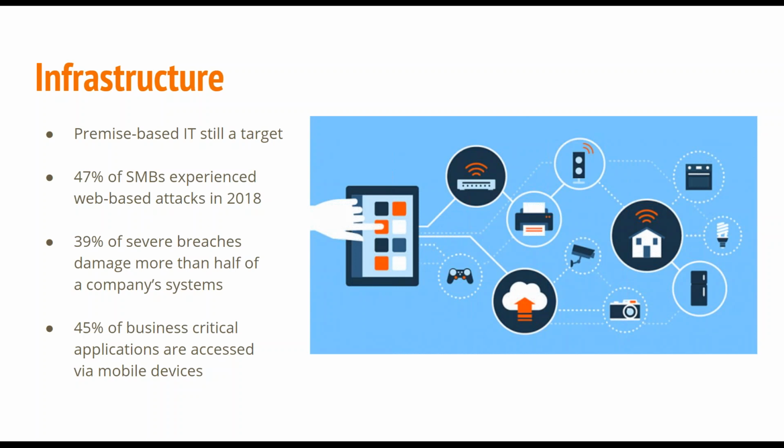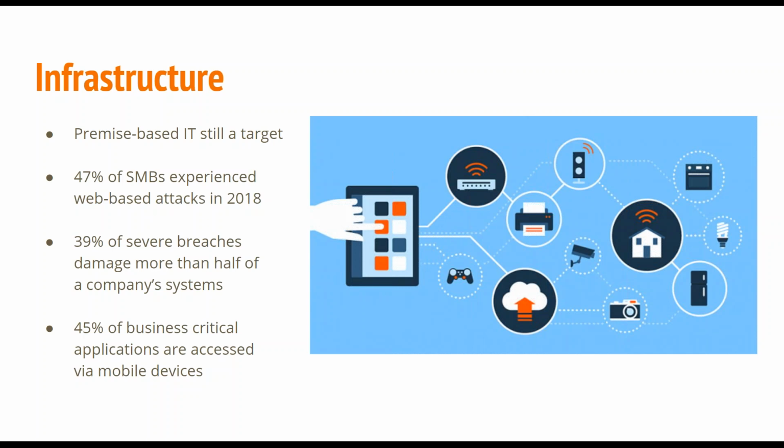And so last was infrastructure. As I mentioned earlier, premise-based IT is still a target. That's often where the ransomware and the malware hits, obviously, to encrypt files. You take control of someone's machine, you have access to everything that human as a user has access to within the environment, on-premise and cloud.